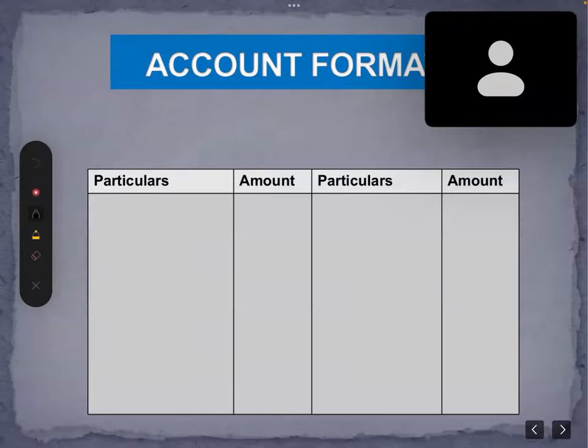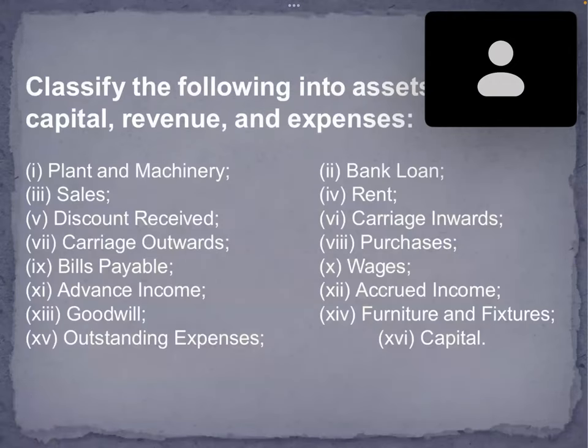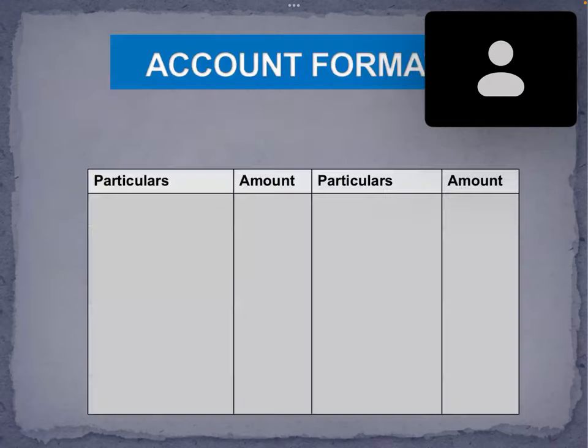So one question. Bills receivable will come under which category? Bills receivable is an asset. Bills payable is a liability. Okay. Now, under asset as well, bills receivable is a current asset. And bills payable is a current liability. All right? Yes, sir. Okay.